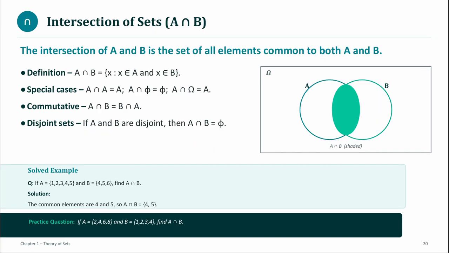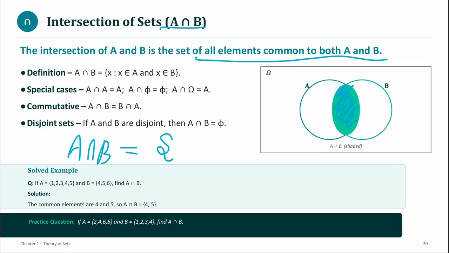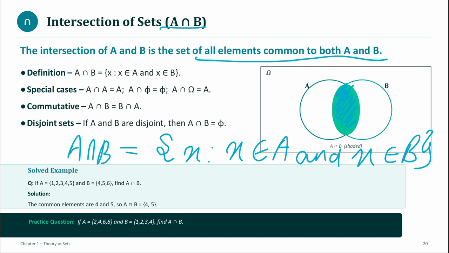Now, intersection of sets is denoted by A intersection B. A intersection B refers to this area which lies in both A and B, which is common to both A and B. So the intersection of A and B is the set of all elements common to both A and B. Here A intersection B basically refers to those elements which belong to A and which belong to B also, which are these elements.